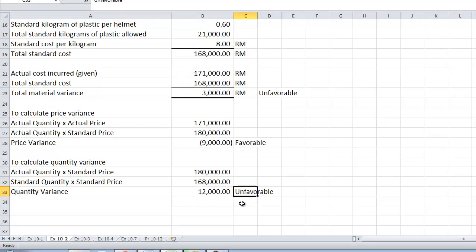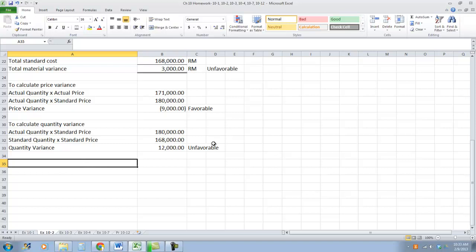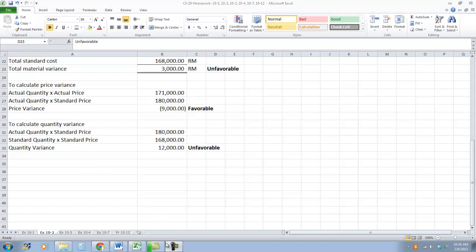So what happened in this problem is we had a favorable price variance, so price was less than what we had for standard, but we had an unfavorable quantity variance, which means we used more material than we had anticipated or than we used for our standard. And this is how we calculate direct material variance.